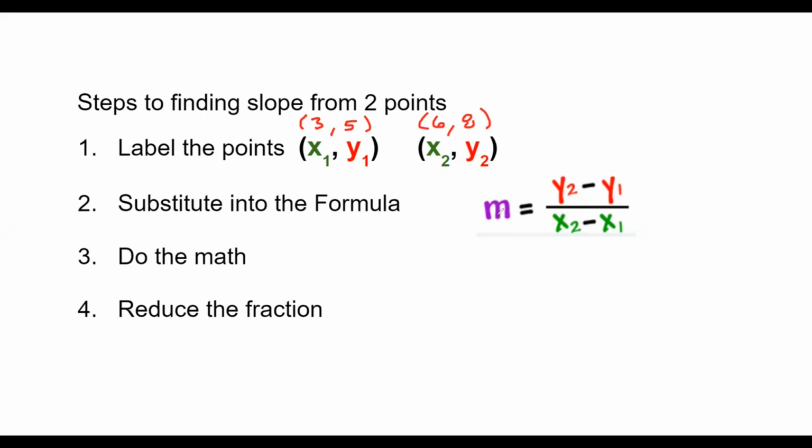We use the letter M to represent slope. So by labeling these points, which we will do some examples of in a moment, it allows us to make sure that we substitute correctly. After we do that, we're going to do the math by subtracting, being very careful with negative numbers, and then finally reduce the fraction. Those are the steps that we will be following.